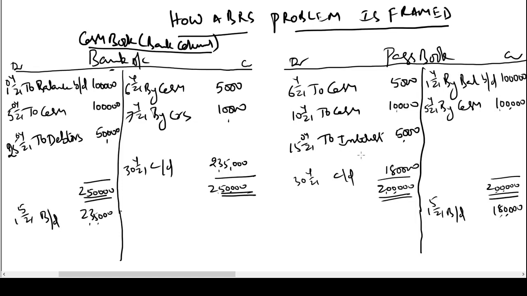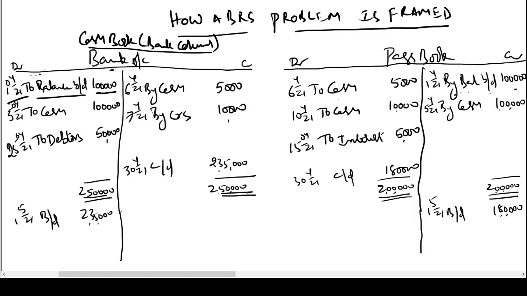What we have to do is compare the debits and the credits. Debits of the cash book, that is the debits of the bank account, with the credits of the passbook. Credits of the bank account with the debits of the passbook. If you observe, on 1st April 21, to balance brought down 1 lakh. As per our books, there was a balance of 1 lakh. And if you see the passbook, it is also showing by balance brought down 1 lakh. So the balances are the same.